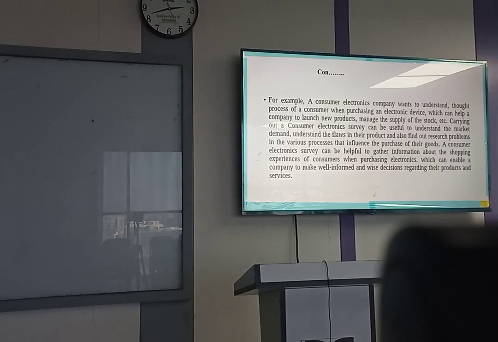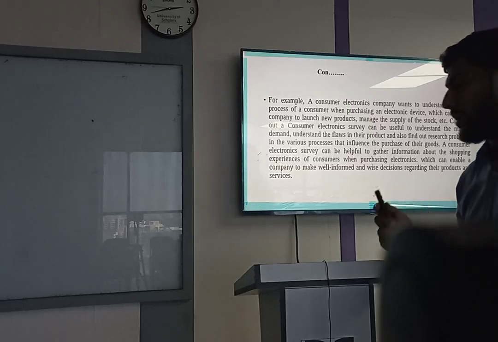So through the survey, the company will be able to understand information about the shopping experience and shopping habits of the consumer, which will enable the company to make well-informed and wise decisions regarding product and service. Based on that, the company will be well-informed and they will bring products that meet the customer's need.